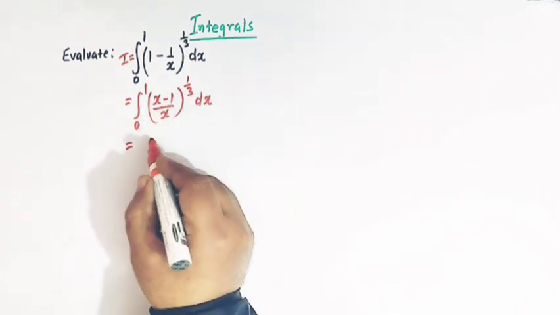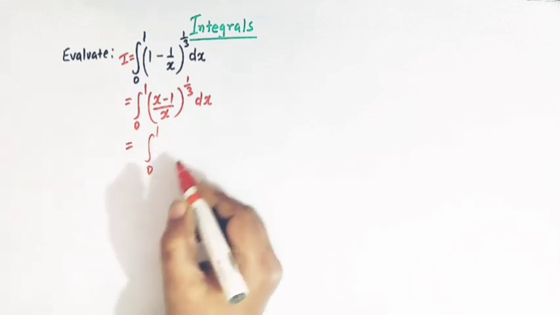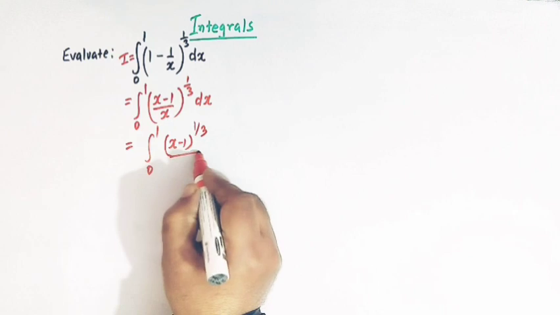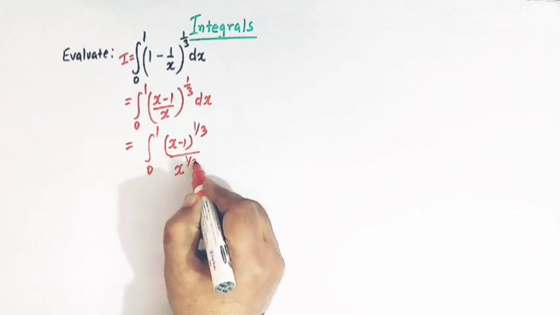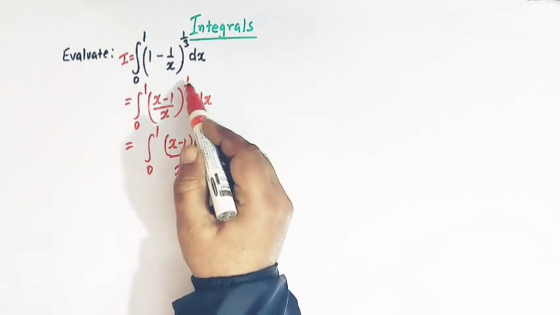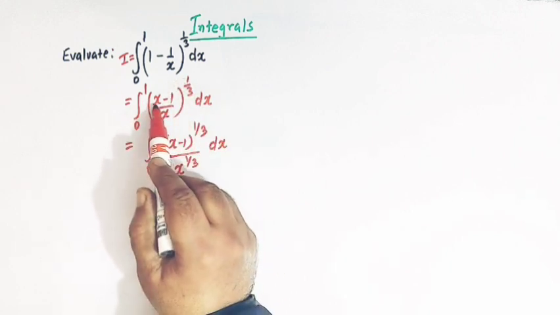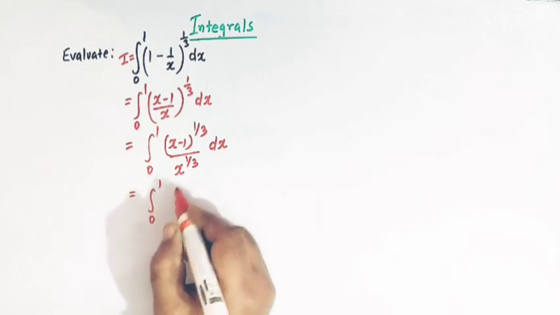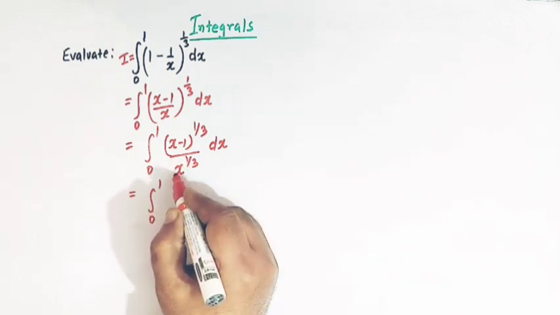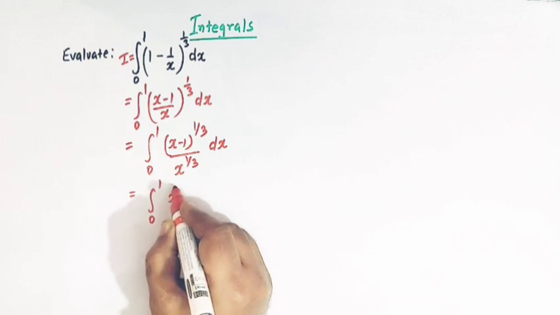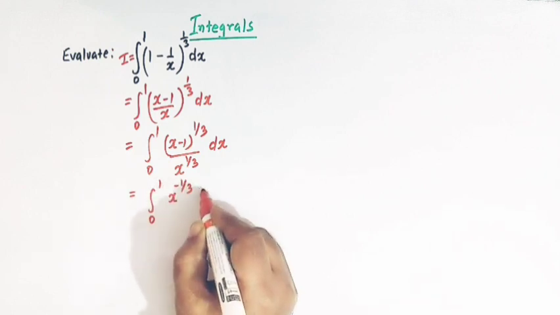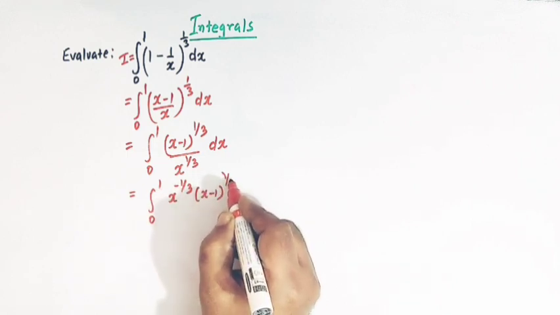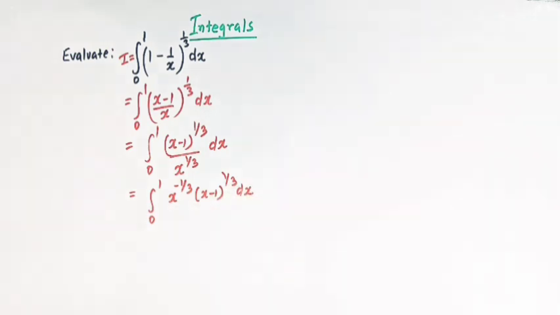So now let us again simplify it. So we can write it as (x minus 1) raised to 1 over 3, and here we have x raised to 1 over 3. So distributing this exponent over x minus 1 and x. Now we can write it as 0 to 1, and taking x raised to 1 over 3 to the numerator. So we have x raised to minus 1 over 3, and here we have (x minus 1) raised to 1 over 3 dx.